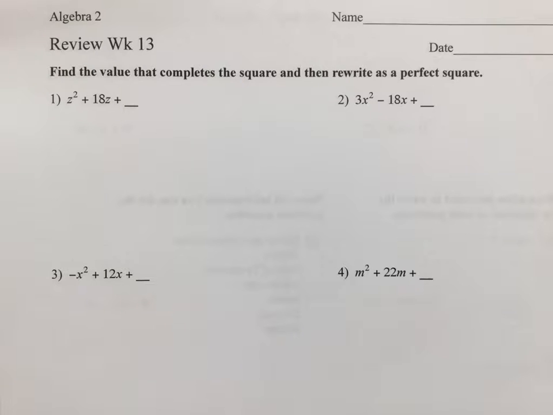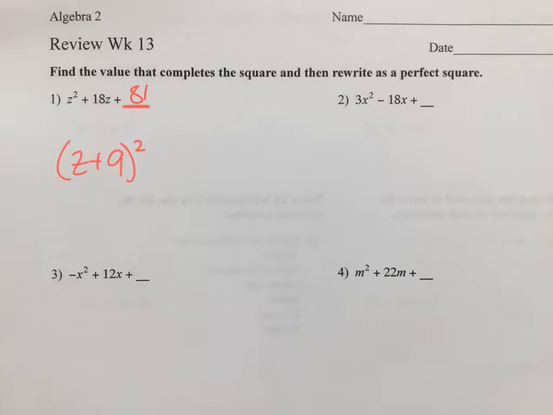So the whole first part is finding the value that completes the square. I think you all were pretty good at this. Remember, we take the middle number and cut it in half. So that's going to be, on this first one, 9. So I've got z plus 9 squared because we're completing the square. And then our final blank comes from that number times itself. So notice that you've written here 9 times 9, or 9 squared. So 9 times 9 is 81.